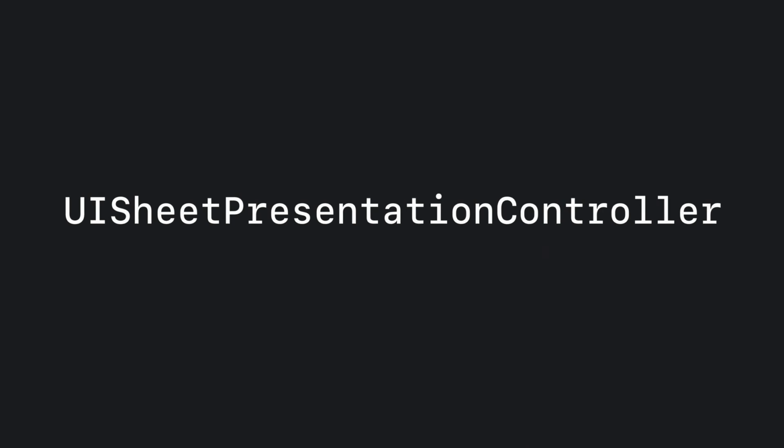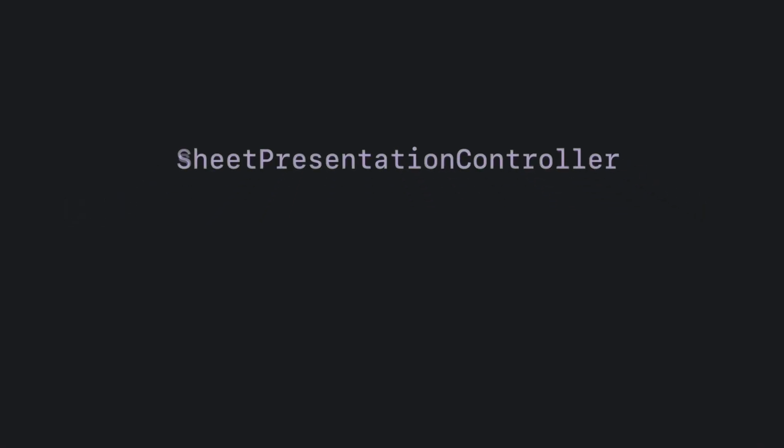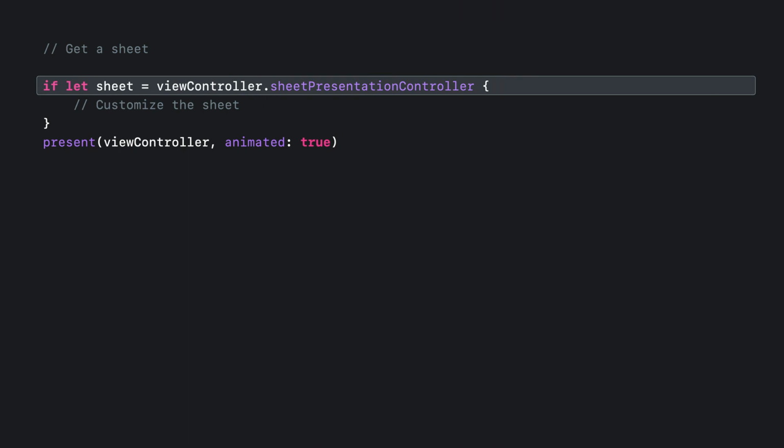Now, before I can customize a sheet, first I have to get one. A sheet is an instance of a new UI Presentation Controller subclass called UISheetPresentationController, and all of the customization options are exposed as properties on this class. The typical way to get an instance of this class is to read the sheetPresentationController property on a view controller before you present it. This returns a non-nil instance as long as the view controller's modal presentation style is form sheet or page sheet, which it is by default.